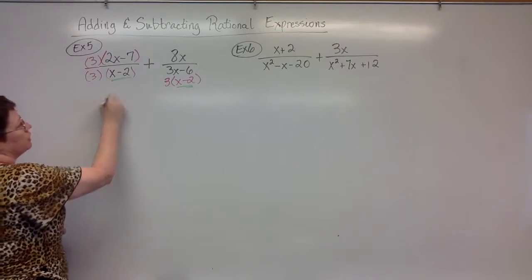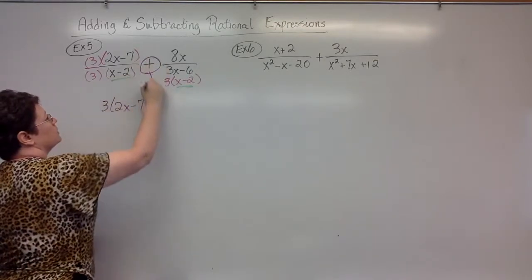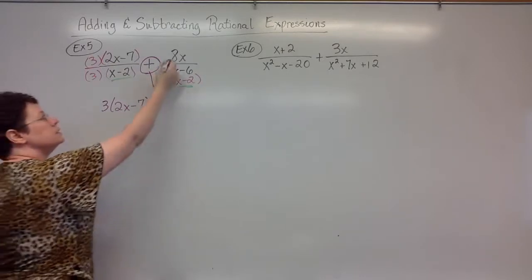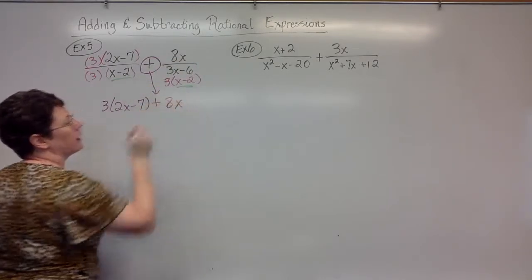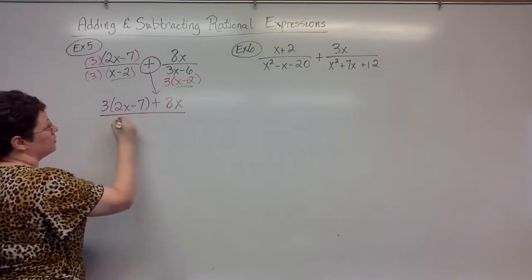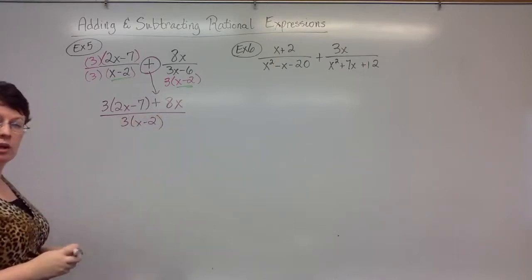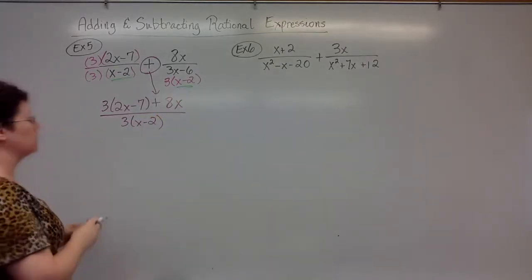Okay, so I have a 3 times 2x minus 7. Bring down that sign in between the fractions, please. And you have an 8x. Easy enough. Now I could write my denominator underneath, 3 times x minus 2. Okay, that way I don't lose it. And that's okay, all right?